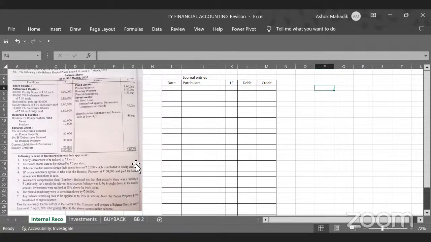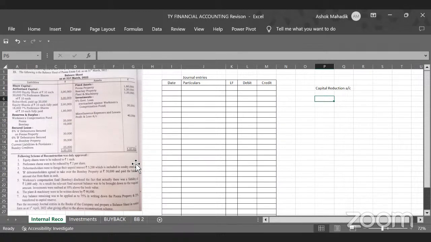So the most important account in this chapter is capital reduction account. I'll just give some important tips now before starting with the sum. So most important account in this chapter is capital reduction account. Now, in the transactions or adjustments, they will tell you that this liability was reduced or this asset's value was reduced, this asset's value was increased.